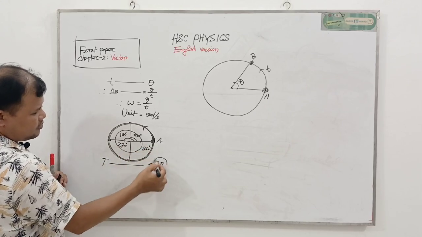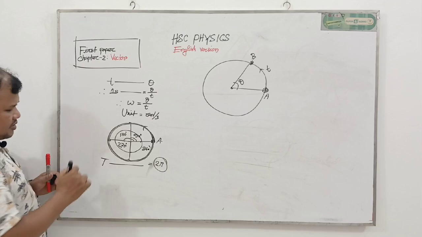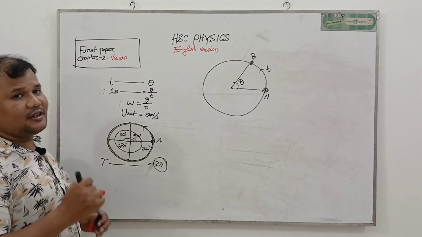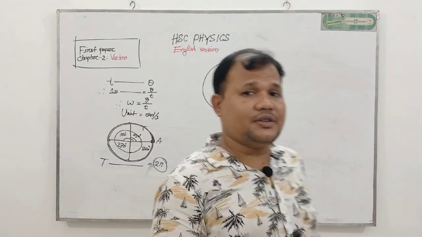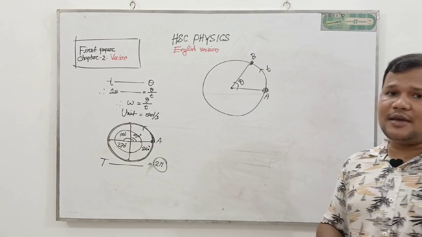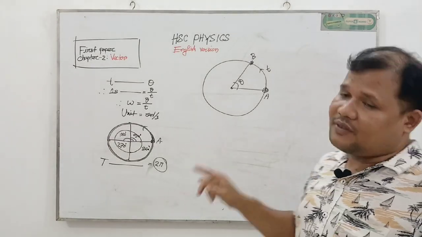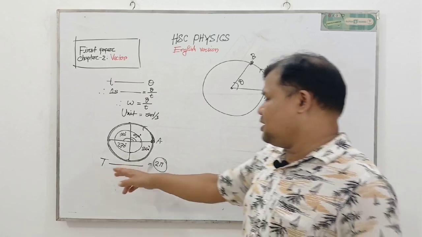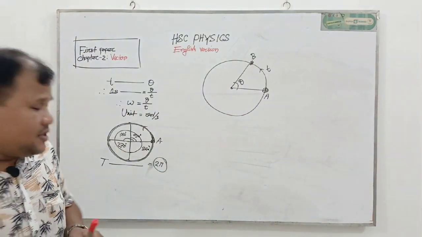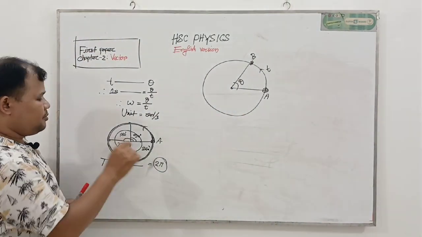This 360 degrees is 2 pi, and the time is capital T. Capital T is the time period. What is capital T? Capital T is the time for rotating, completing one cycle. After completing one cycle, the time is T. For time T, the angular displacement will be 2 pi.